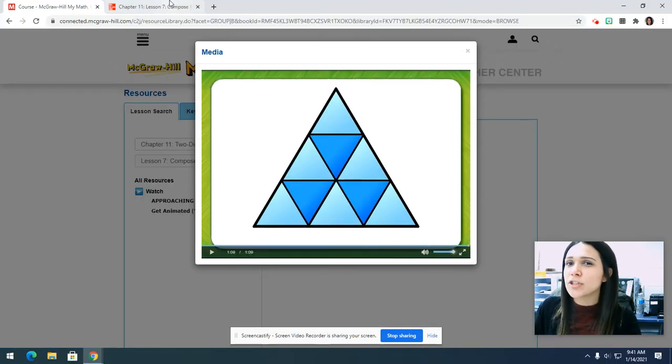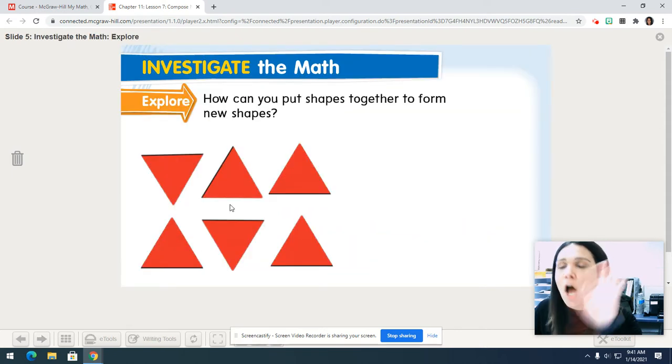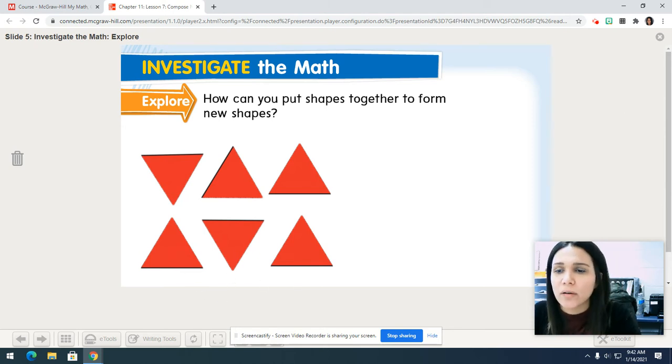All right, boys and girls, I'm going to show you a couple of examples of what a composite shape is. Okay, so here I have what shape is this again? Triangle. Good. We have our triangles. Can you help me count how many triangles I have? Thanks. Here we go. 1, 2, 3, 4, 5, 6. I have 6 triangles. What I want to do is try to make one large triangle using these 6 triangles.